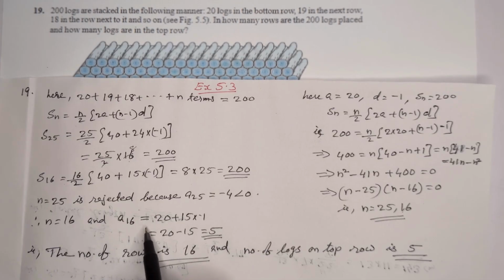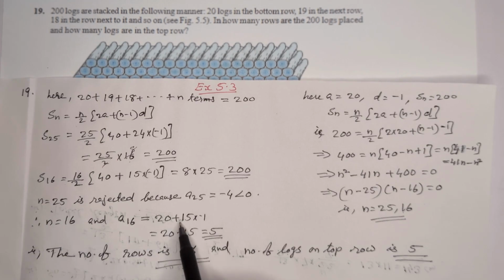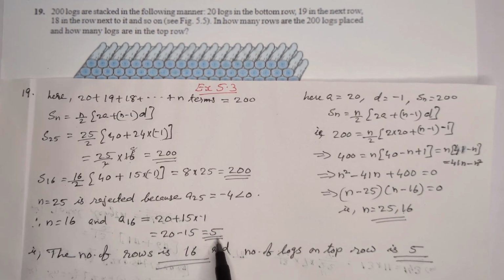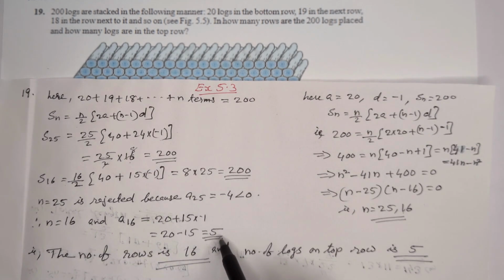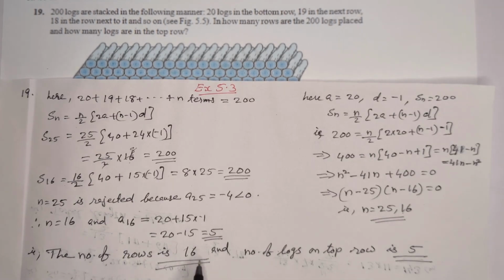From that, to calculate how many logs are in the top row, A16 is equal to 20 plus 15 into D, the common difference, minus 1. So minus 15 and 20 comes to 5, which means on the top row there are only 5 logs, and n is equal to 16. That means the number of rows is 16, and the number of logs on the top row is 5.